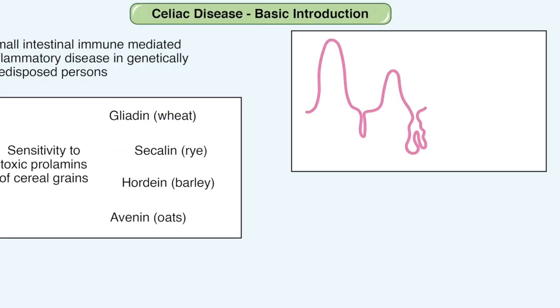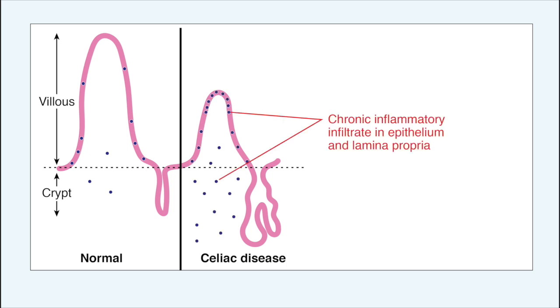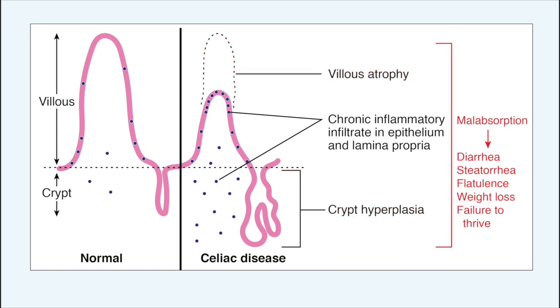in oats. Immune response results in chronic inflammatory infiltrates in epithelium and lamina propria, crypt hyperplasia and villus atrophy, and eventually leading to malabsorptive manifestations like diarrhea, steatorrhea, flatulence, weight loss, and failure to thrive in infants.